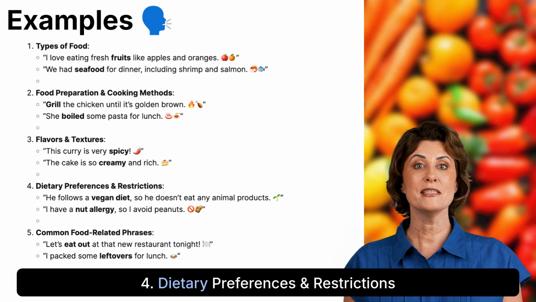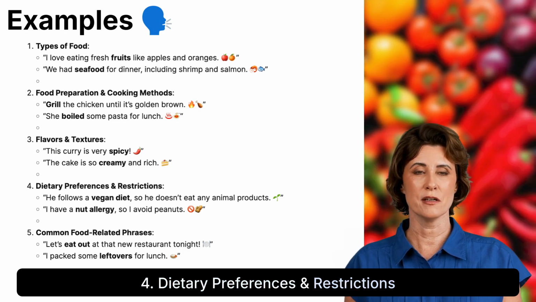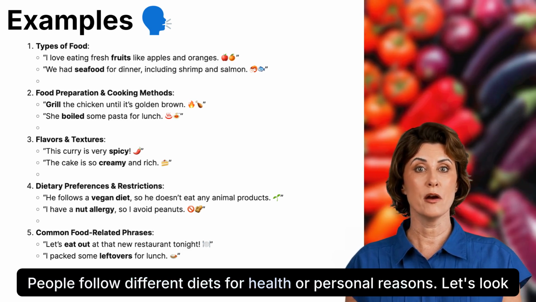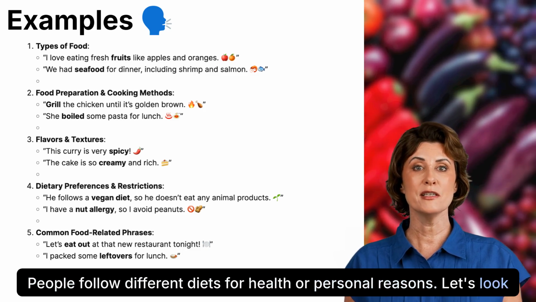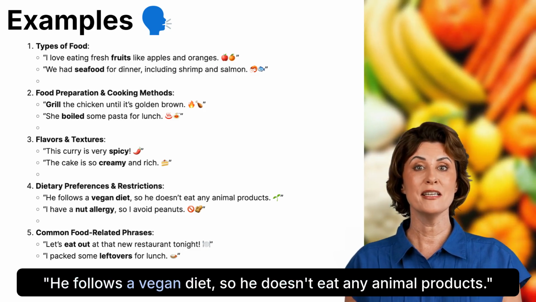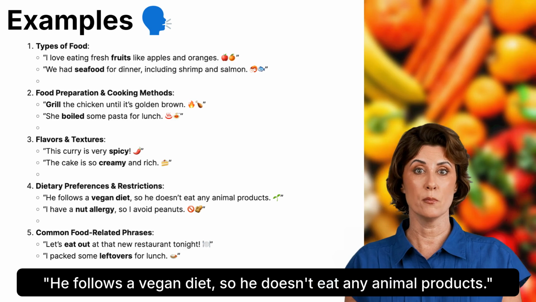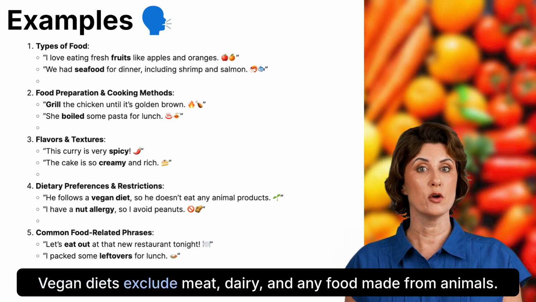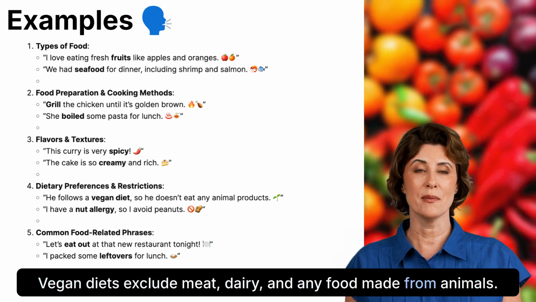4. Dietary preferences and restrictions. People follow different diets for health or personal reasons. Let's look at some examples. He follows a vegan diet, so he doesn't eat any animal products. Vegan diets exclude meat, dairy, and any food made from animals.